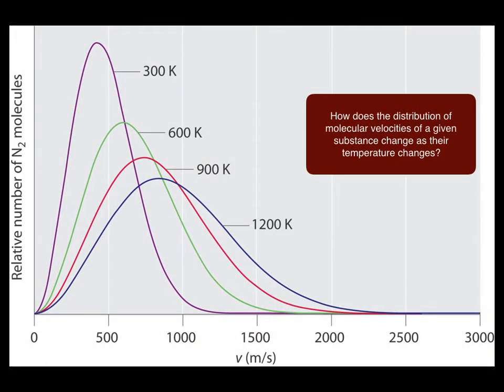On this graph, we have a certain sample of nitrogen gas at different temperatures indicated. Notice how the distribution of those N2 molecules differ from each other at different temperatures. At lower temperatures, the distribution of the velocities of those given particles is much more narrow. However, at higher temperatures, there is a much greater distribution of speeds.